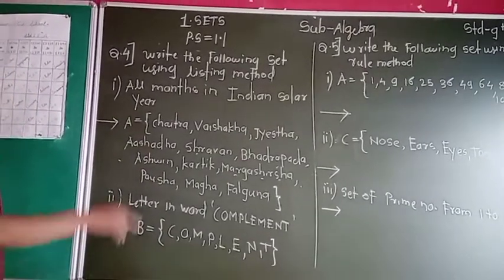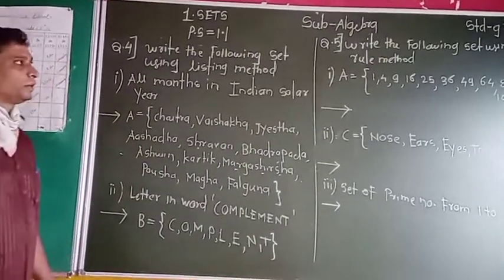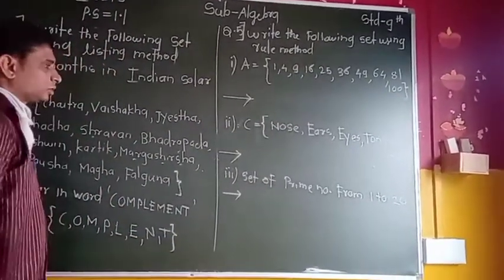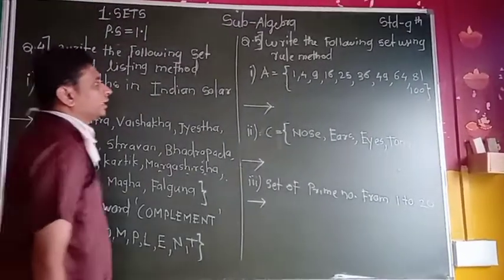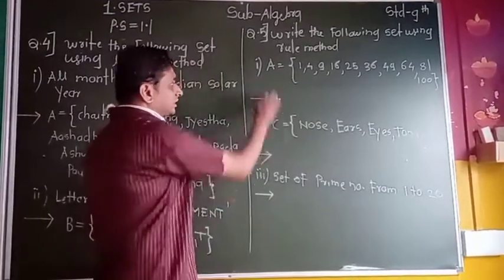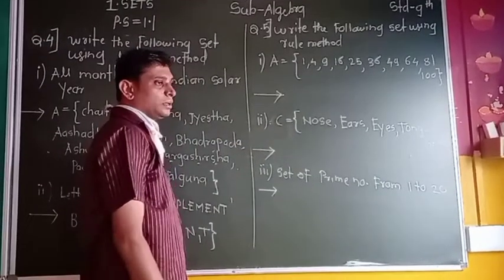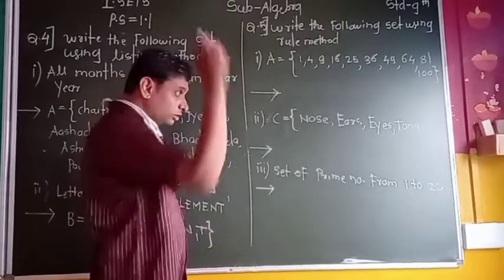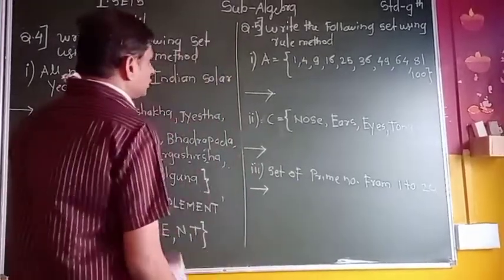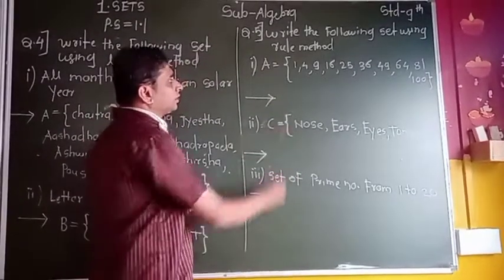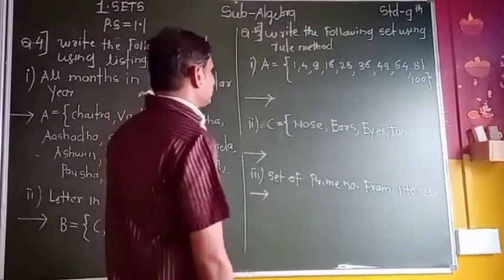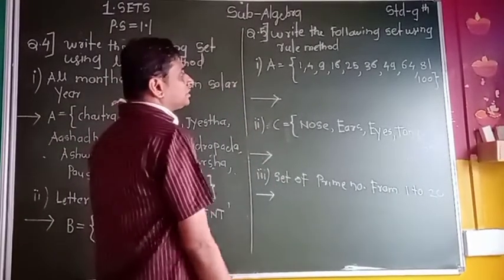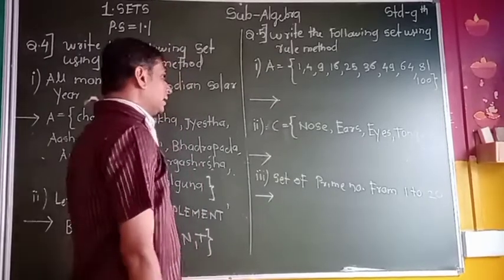Okay, so now we understand question number 5. Write the following set using the rule method. Here these are examples, and the sets are given in the listing method; we have to write them in the rule method. So how do we write this in the rule method? The set A contains the elements 1, 4, 9, 16, 25, 36, 49, 64, 81 and 100.